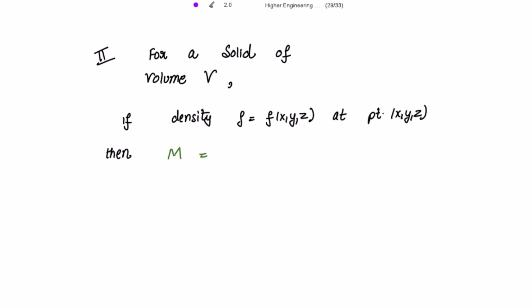For a solid of volume V, if density rho is equal to f of x, y, z, that is in the form of x, y and z, three variables, at a point x, y, z, then the total mass is given by triple integration over the volume V of rho dx dy dz. And now let's move on to the solution.